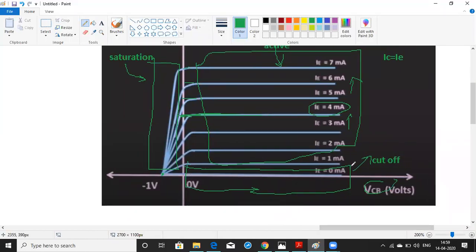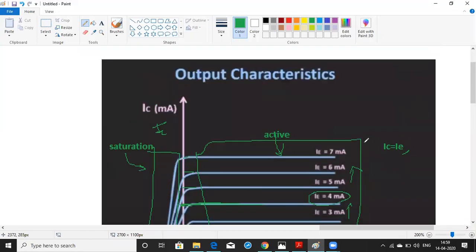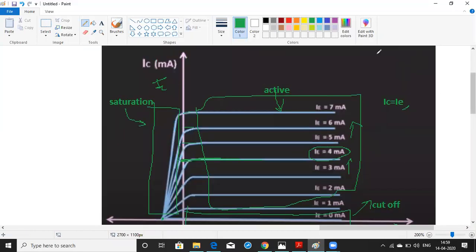Under the cutoff region, both junctions work under the reverse bias condition. At that time the collector current is approximately zero, and if the collector current is approximately zero, the emitter current will also be approximately zero. So these are the output characteristics of the common base configuration.